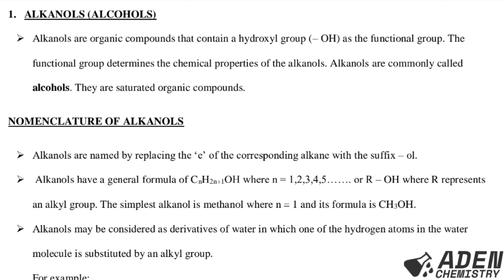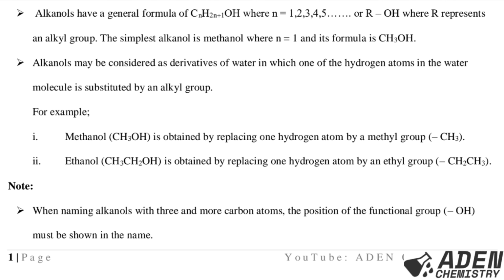Next, alkanols may be considered as derivatives of water in which one of the hydrogen atoms in the water molecule is substituted by an alkyl group. For example, Roman 1, methanol. Methanol, written CH3OH, is obtained by replacing one hydrogen atom by a methyl group, that is CH3. So how is it done? How do we first write water? Water is written H2O. What do we mean by this? We have one oxygen bonded to two hydrogen. That's the structure of water.